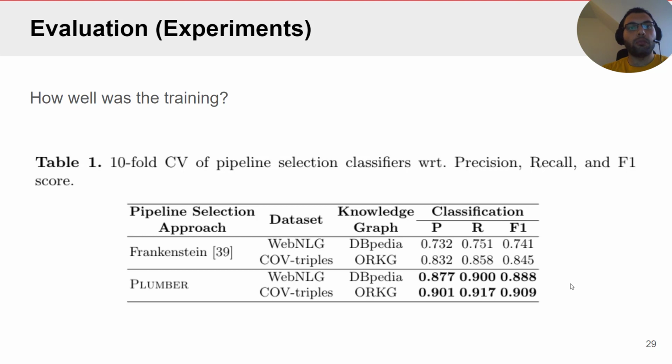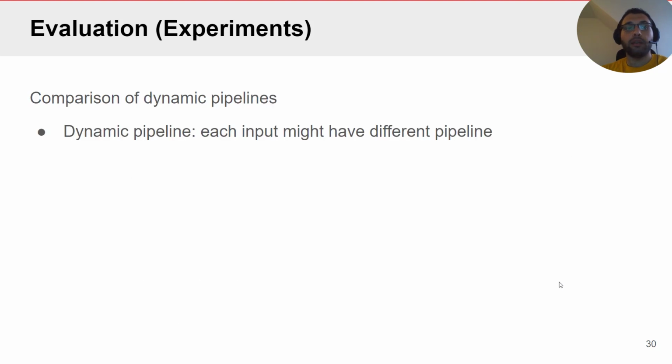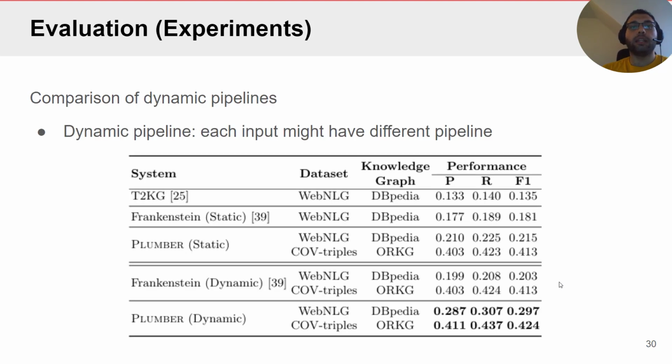So we train our model to dynamically select a suitable pipeline. Here you can see the precision, recall, and F-score of the classification. Using Roberta showed a much better performance than just using plain logistic regression as in Frankenstein. With that in mind, after training, the dynamic pipelining is evaluated. Dynamic pipelining means here that every input could have a different pipeline to run on.